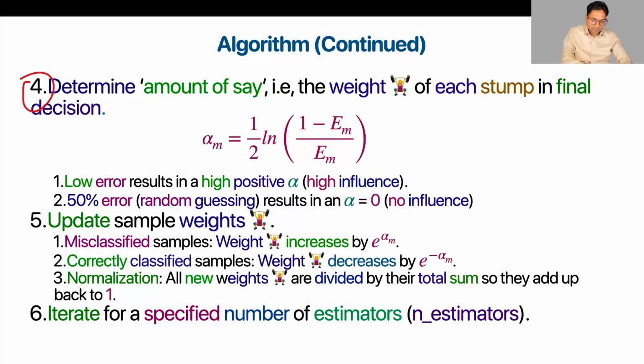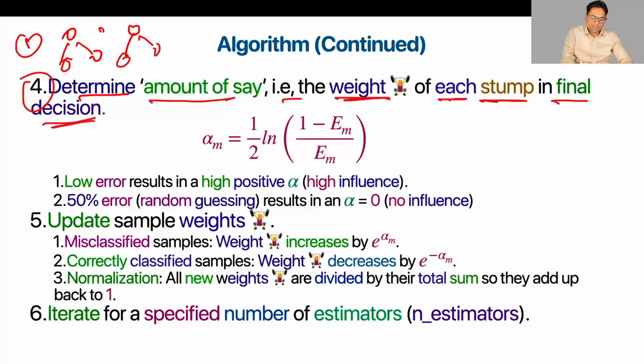Let's see step 4. Now we determine the amount of say, that is the weight of each stump in the final decision. So there will be multiple stumps: stump 1, stump 2, like that. There will be different decisions like that. That will be the number of iterations we want to train. More iterations, more stumps will be created, and the bias will be reduced even further. So there's one concept called amount of say: how much each stump will have a say in the final boosting ensemble, the combination.